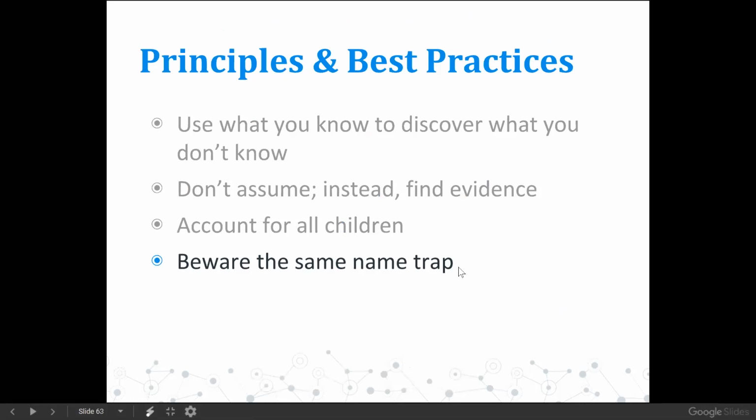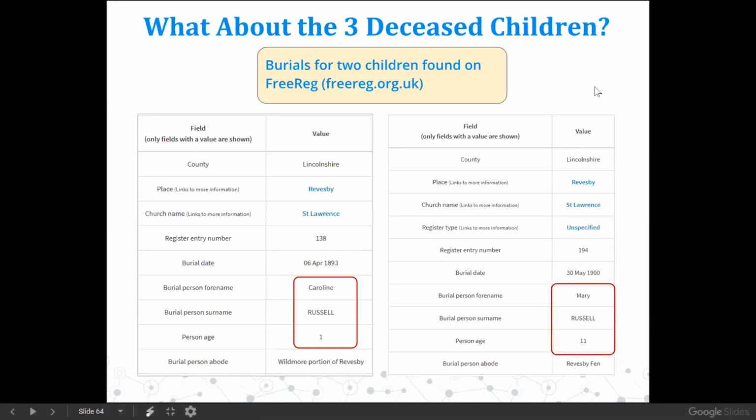Okay, so next best practice, and we're almost done here, folks, is to beware of the same name trap. Just because two people have the same name does not mean they're the same person. You have to use a lot of other information to confirm whether or not they're truly the same person. What about those 3 deceased children?